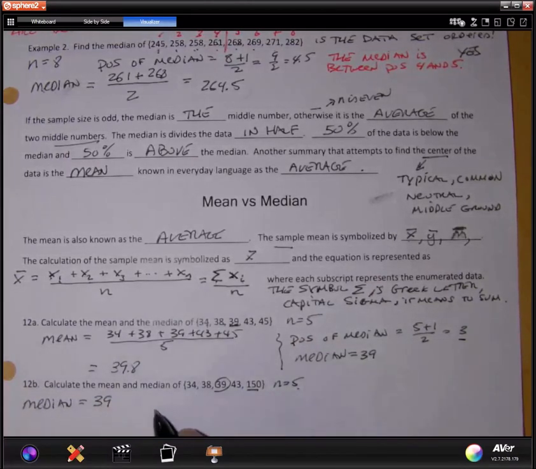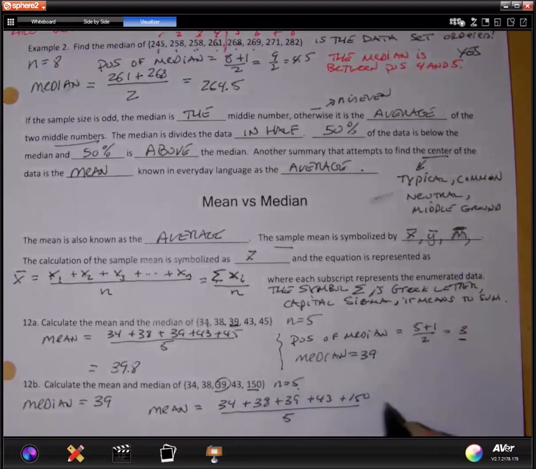Well, what happens if I do the mean? You start seeing that, what is the mean? Let's talk about that for a second. So when I divide this again by 5, I get 60.8. So by replacing 45 with 150, what have I done? I've increased the value of the mean.